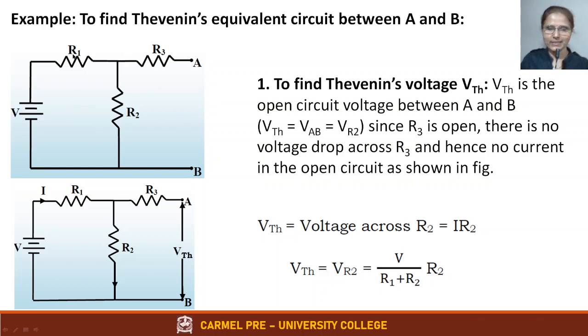So let us just take resistors R1, R2, R3 and one voltage source V, and we will try to convert this into a Thevenin equivalent circuit. So this is our complex circuit which we are going to convert into a simple Thevenin equivalent circuit consisting of VThevenin and RThevenin in series, and output terminals remain as they are. So the first step is to find VThevenin or Thevenin's voltage.